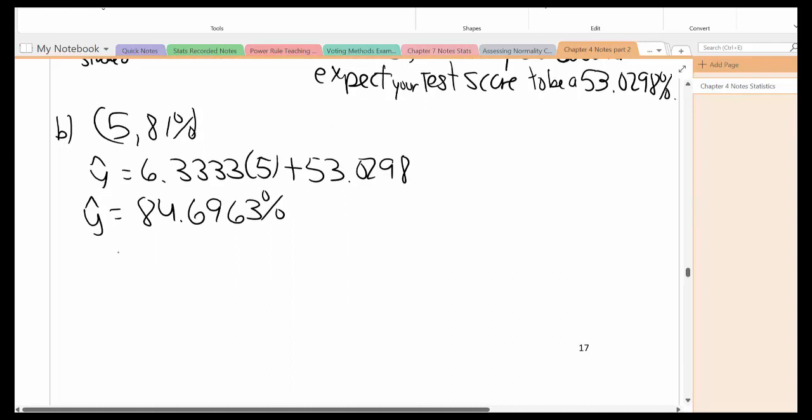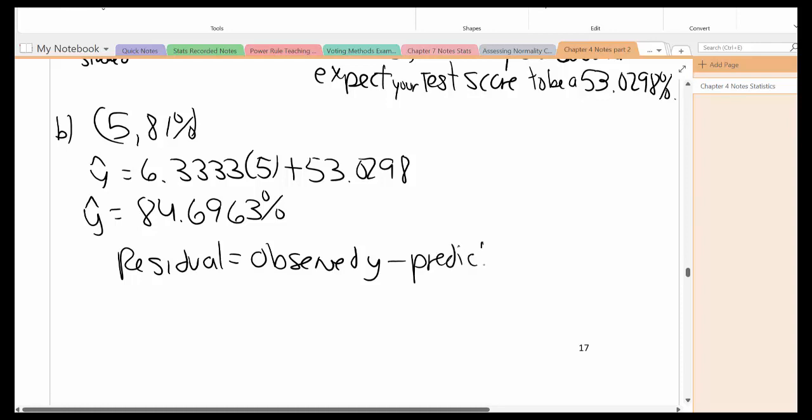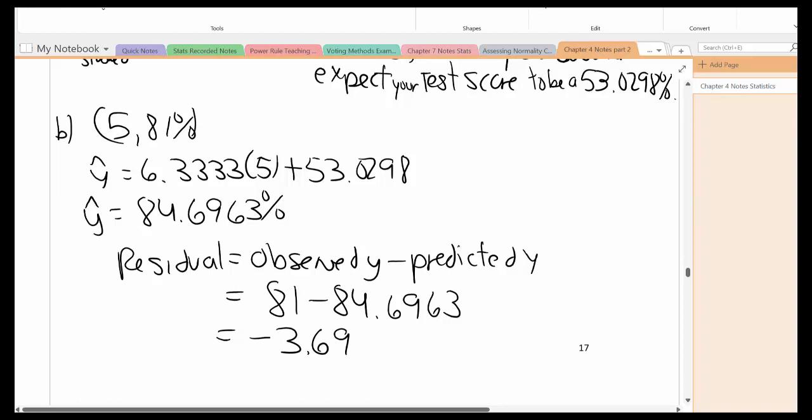So the residual is going to be the observed y minus the predicted y. So we know the person got an 81, the predicted, subtract and you get this. Don't forget the unit of measurement. And notice this would be below the average because the residual is negative.